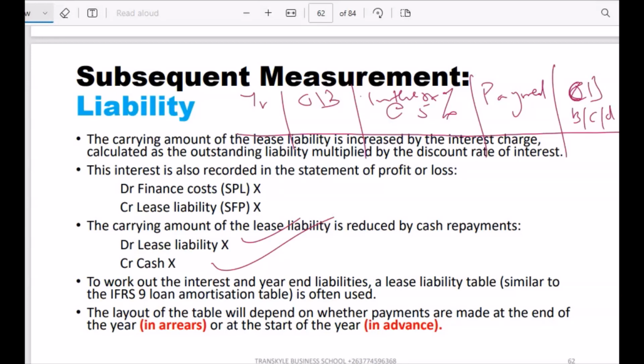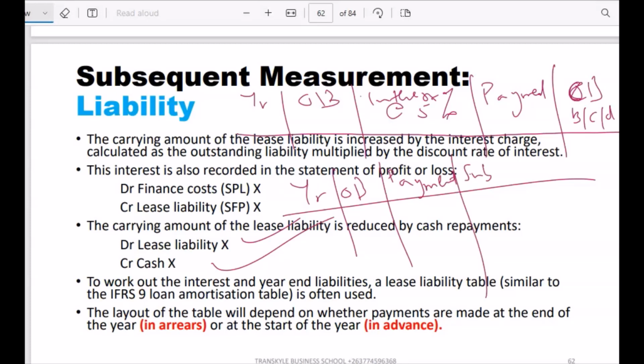Now, if the payments are made in advance, we're going to have the year, the opening balance or balance b/d, and then we have the payments. Then we've got the subtotal, and then we have the interest at say 5%, and then we have the closing balance. That's it for the in advance arrangement. Okay, now let's move on.